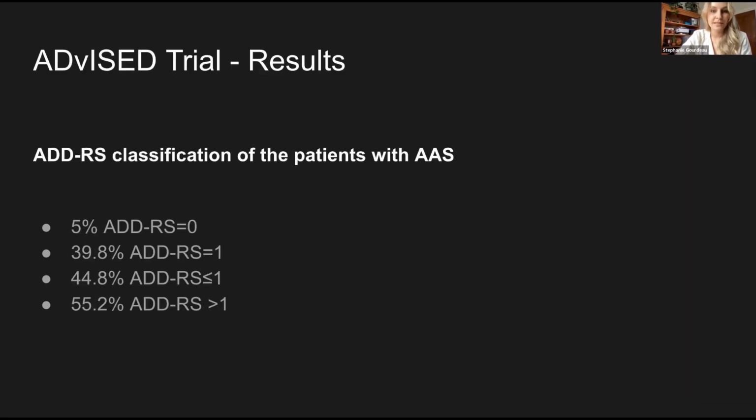The ADDRS classification of the patients with acute aortic syndrome: 5% scored 0, 39.8% scored 1, 44.8% were 1 and below, and 55.2% were above 1.